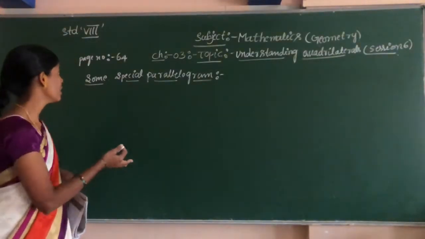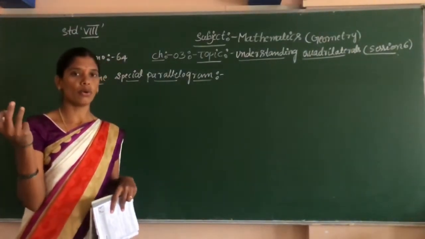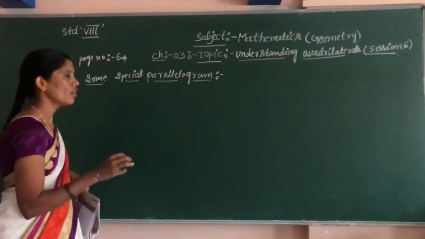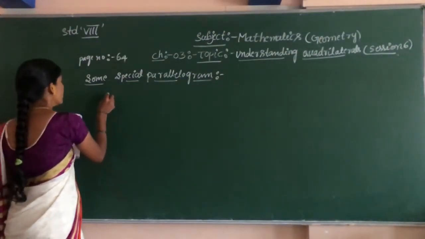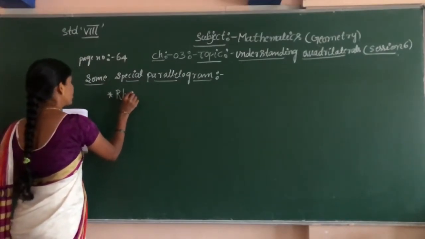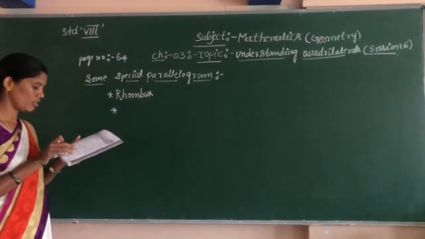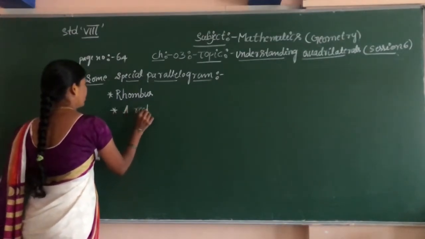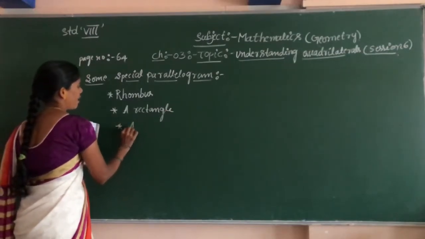Among the special parallelograms, the first one is rhombus, the second one is rectangle, and the third one is square. One by one we will discuss them. First one is rhombus. Second one is a rectangle. Third is a square.